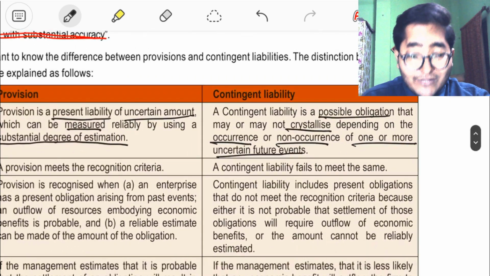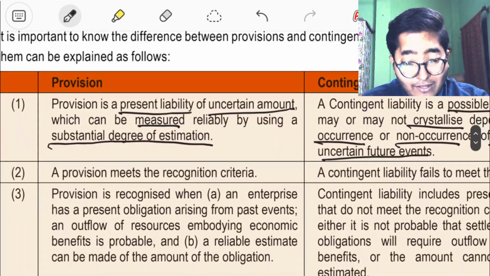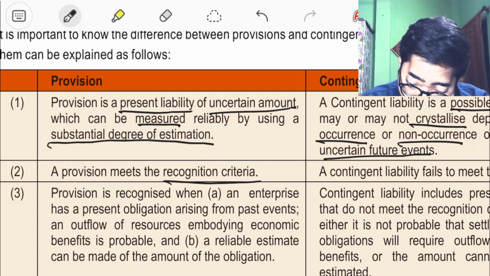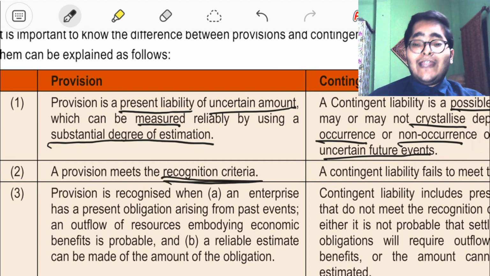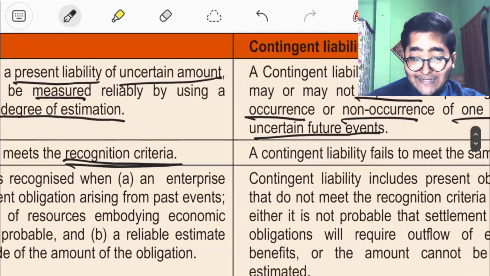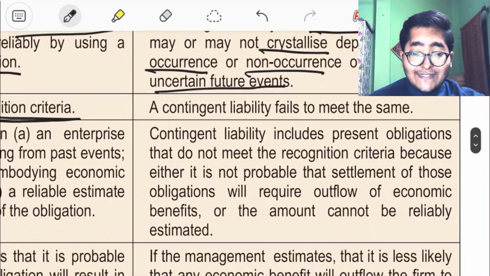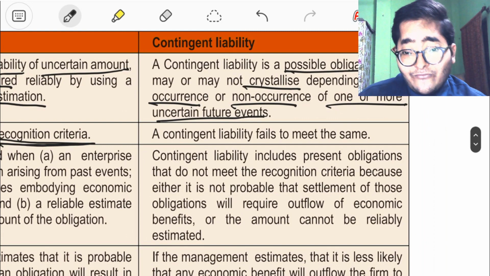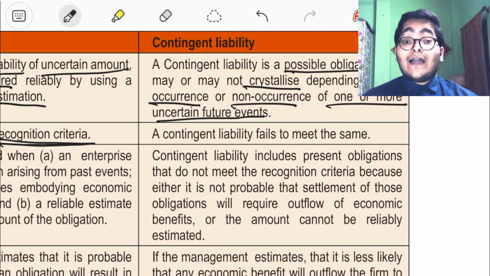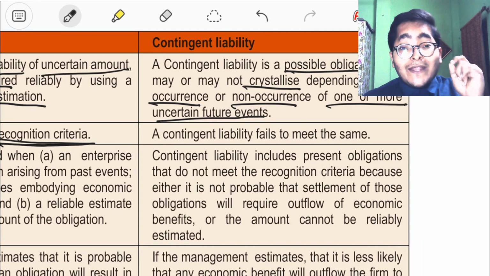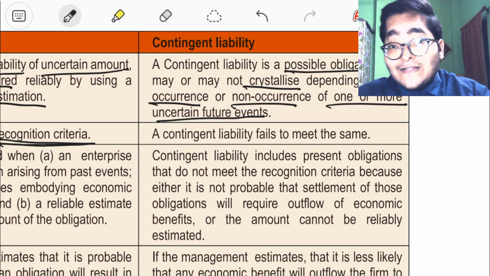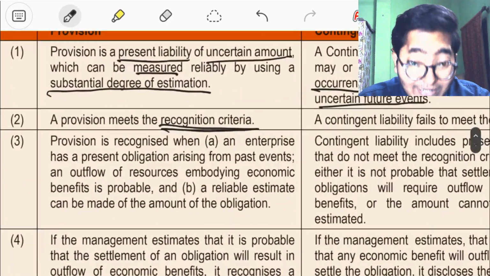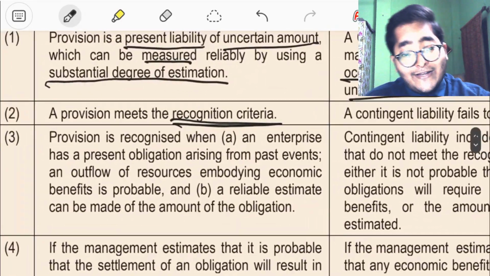We already know this. Next point, a provision meets the recognition criteria, that is, it can be recognized in the books of accounts, that is in the balance sheet and financial statements. A contingent liability fails to meet the same. A contingent liability cannot be recognized in the financial statements, in the balance sheet. That is why it fails to be recognized or meet the recognition criteria.